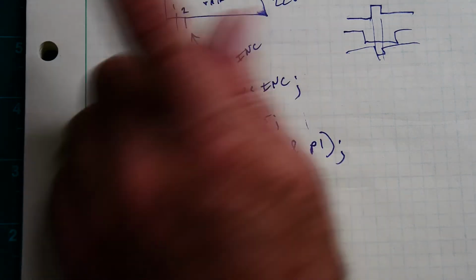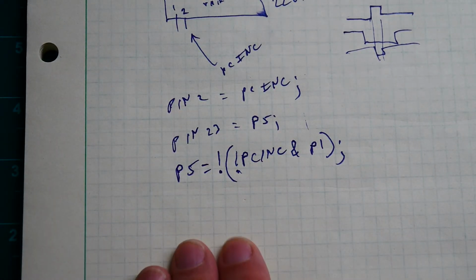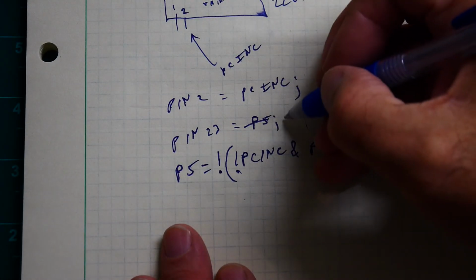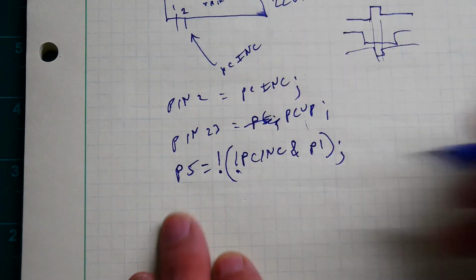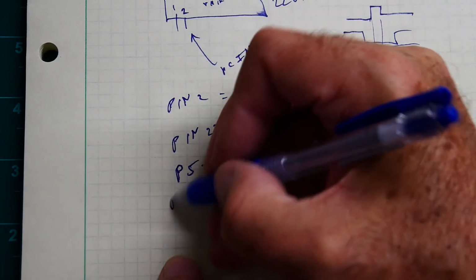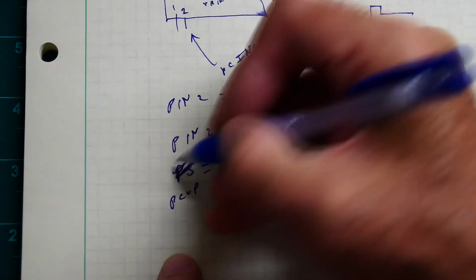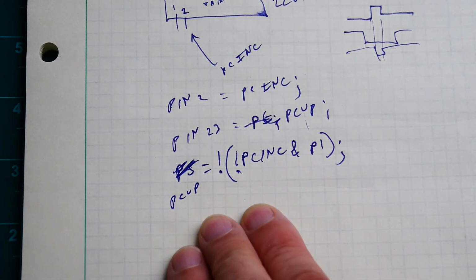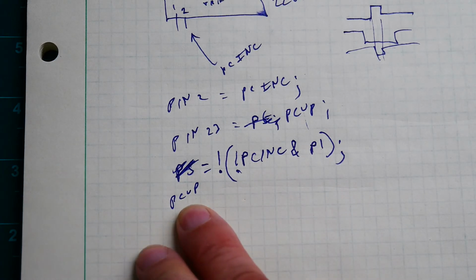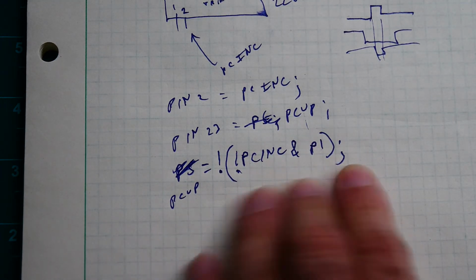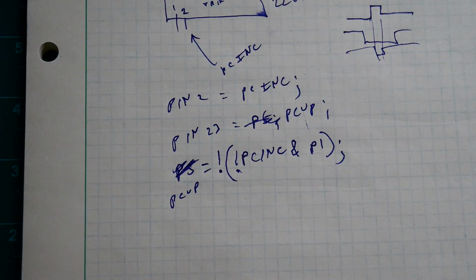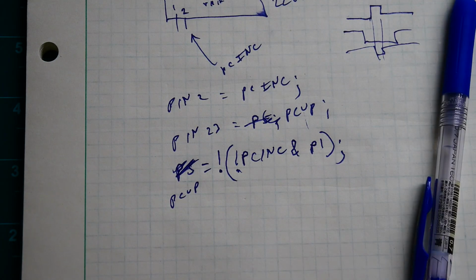This P5, which is PC up. In fact, we should probably just call it PC up. That'll make it easier in the code. And so PC up is now PC increment and phase 1. And we'll try this out and see if that cleans up our pulse or not. Should be interesting.